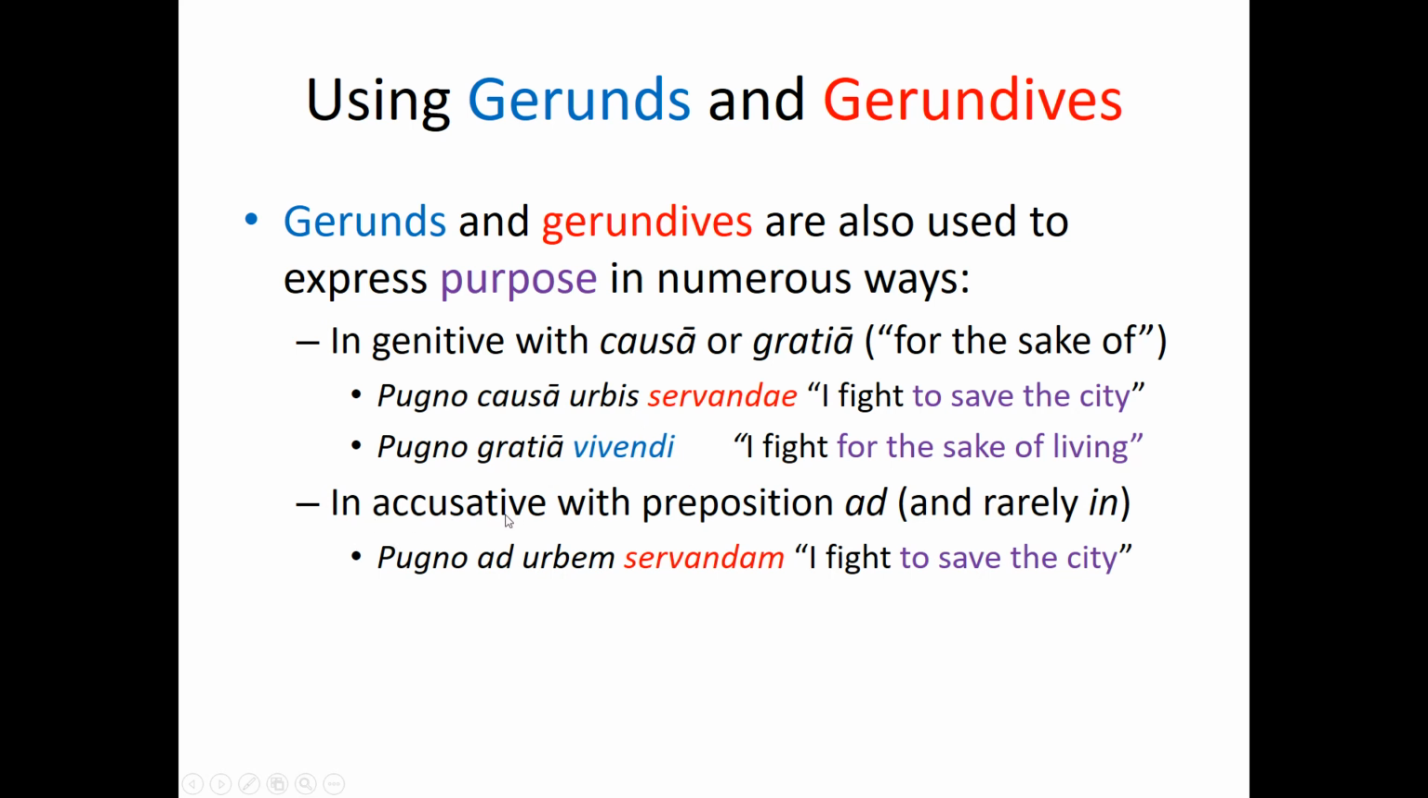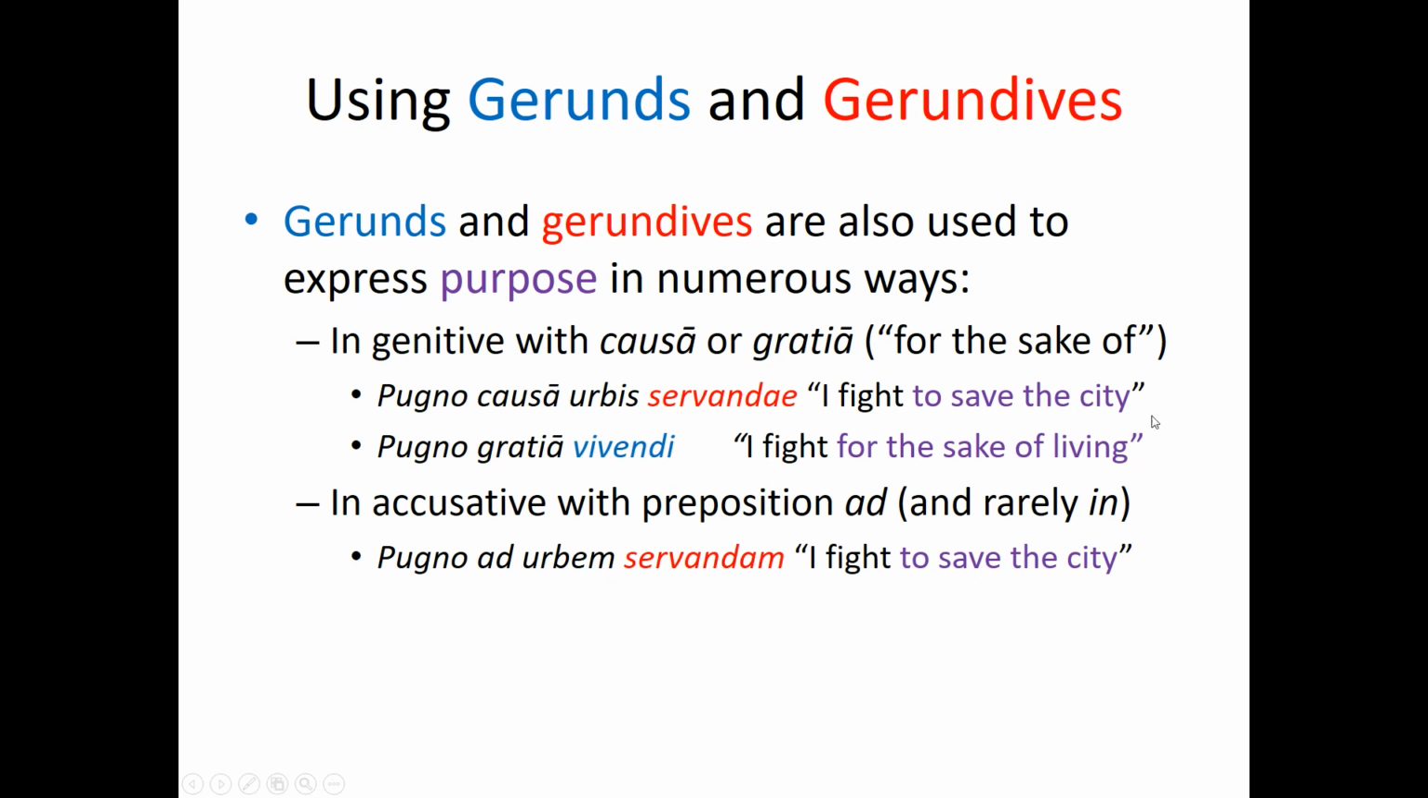Here you can have accusative with the preposition ad and sometimes in, although rarely. I fight to city going to be saved. I fight to make this a gerundive, save, or I fight for saving the city. Okay. This is actually a little bit easier because ad already means to in a different sense, to in the directional sense. So basically, as long as you say I fight to, and then you see this expression, you generally can realize, okay, this is a gerundive, something strange is going on, and I need to make this purpose.